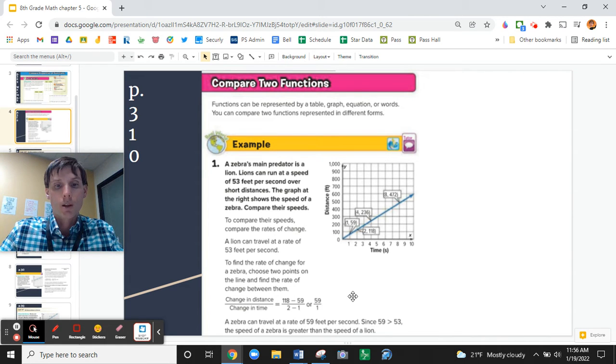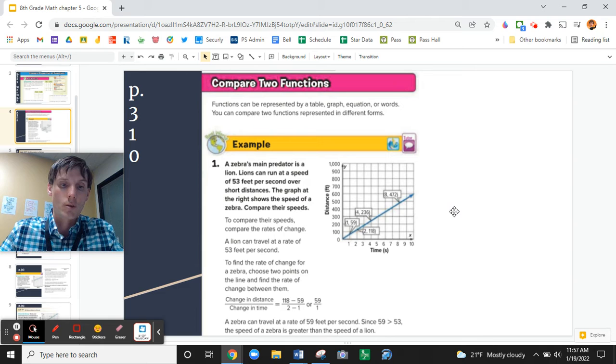Okay. Right. And again, you could have found that another way. If you didn't see that it was exactly 59 adding up there, we could have just subtracted, right? Find our rate of change as they show here, 118 minus 59 all over 2 minus 1. Our rate of change is 59 over 1, or just 59 feet per second.